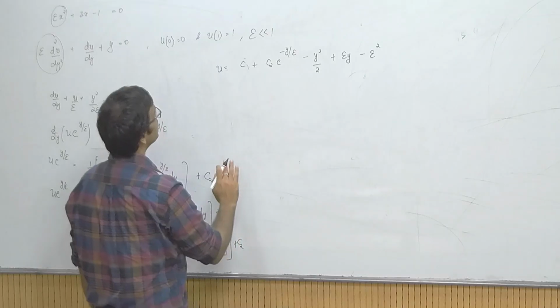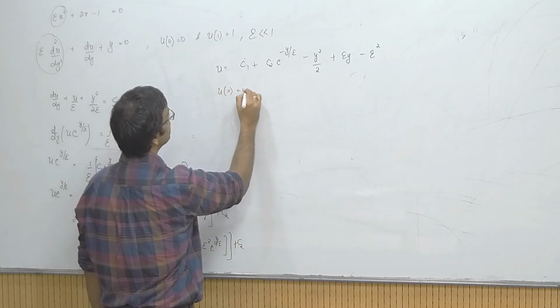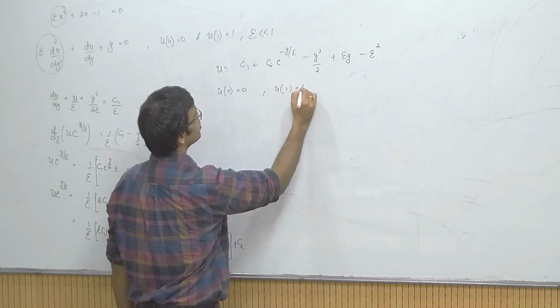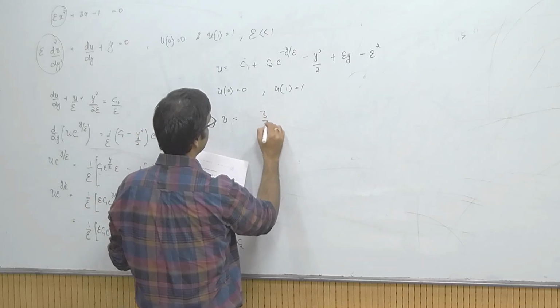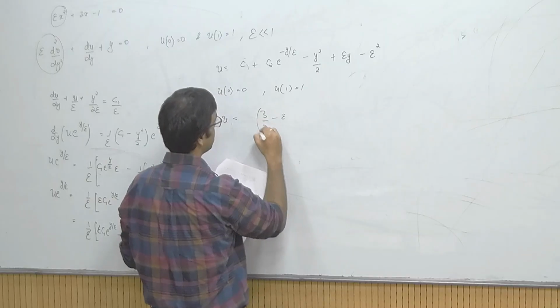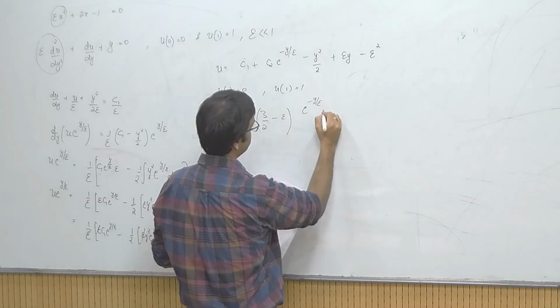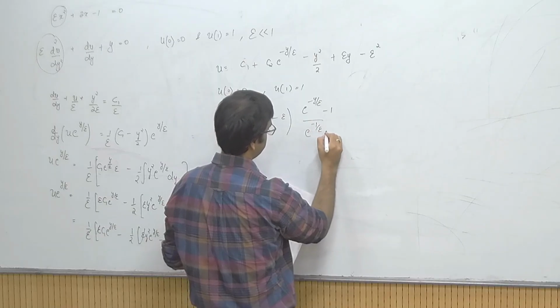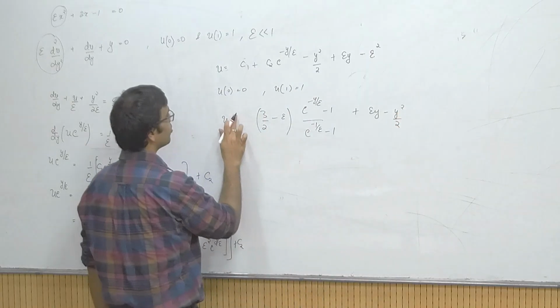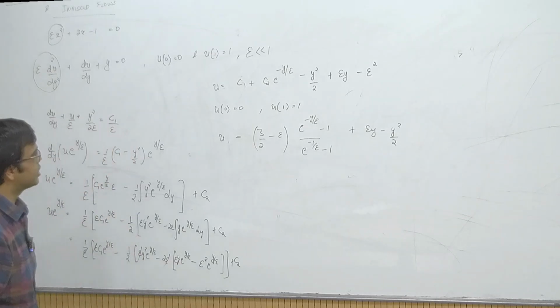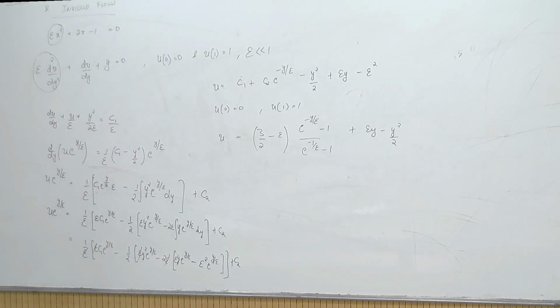We can find C1 and C2. So you substitute the boundary conditions, and your eventual solution will be 3 by 2 minus epsilon, e to the power minus y by epsilon, minus 1, e to the power minus 1 by epsilon, minus 1, plus this. Now this seems to be an exercise in just ODE solving, linear ODE solving, okay, but there is a lot of meaning here when we go ahead and apply this to fluid mechanics.